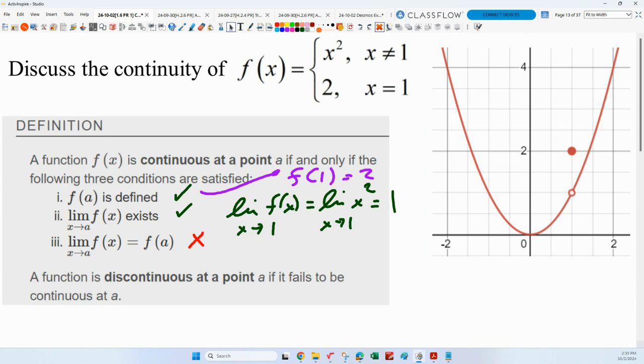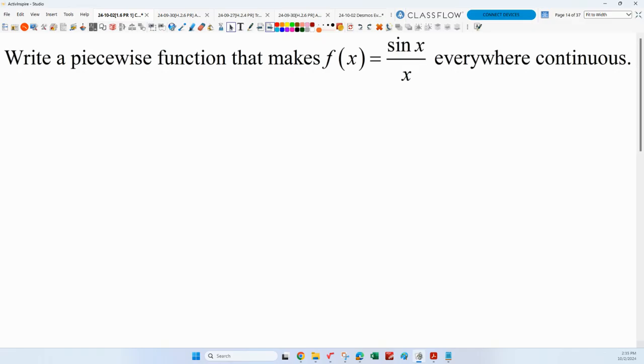So we get that, right? Okay, how about this one? Write a piecewise function that makes f of x everywhere continuous. Where is this function discontinuous? At what x value?